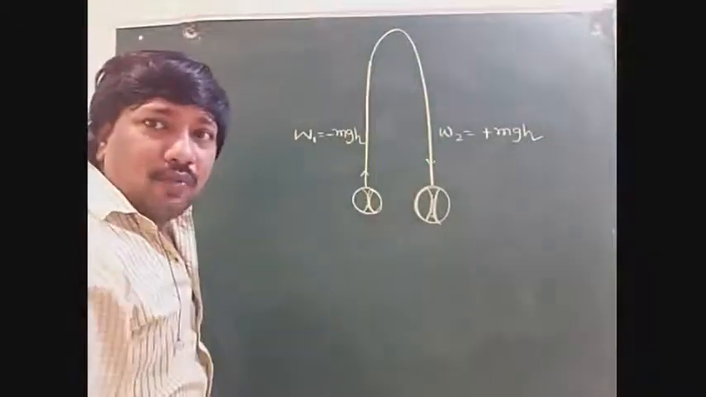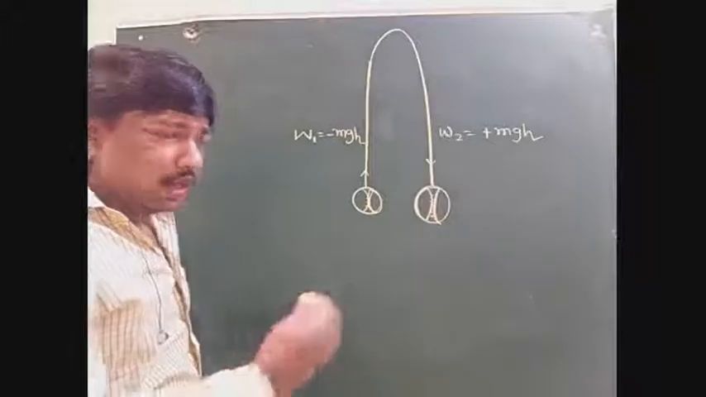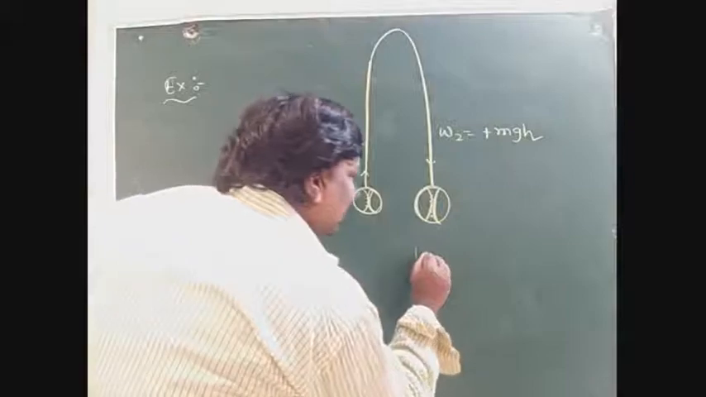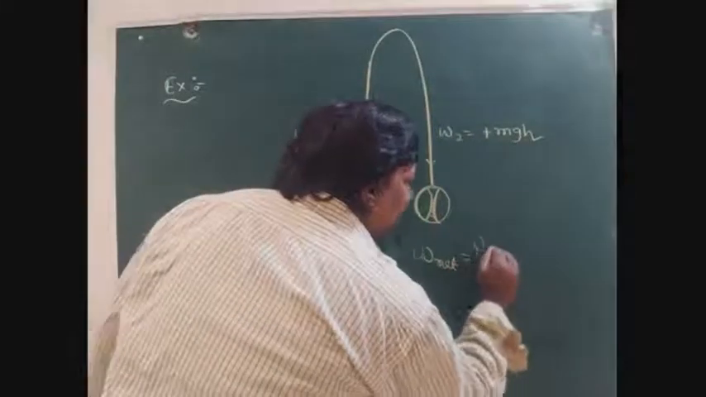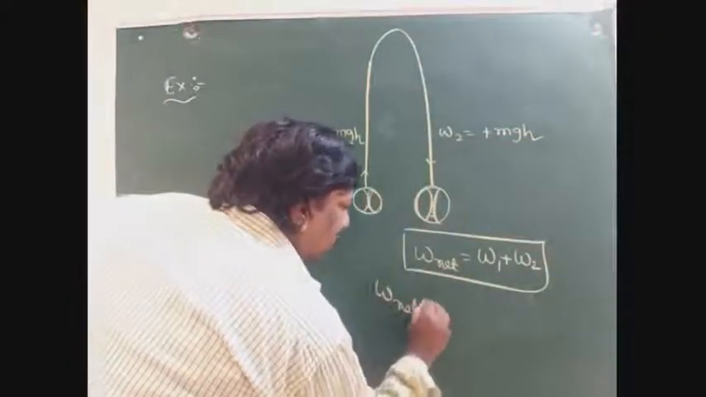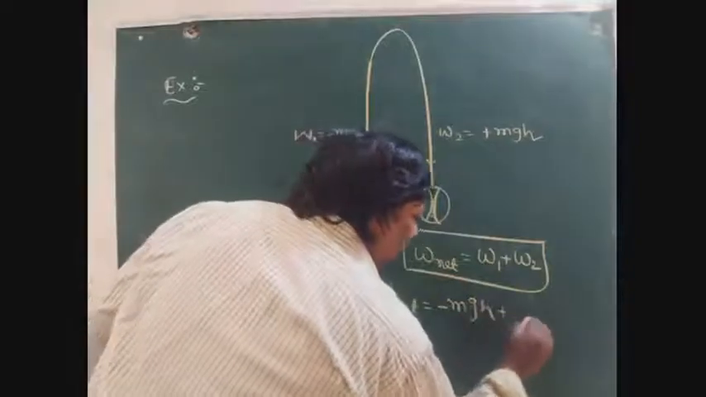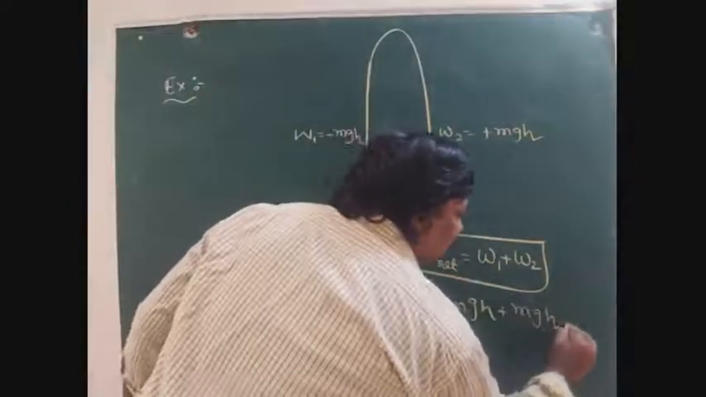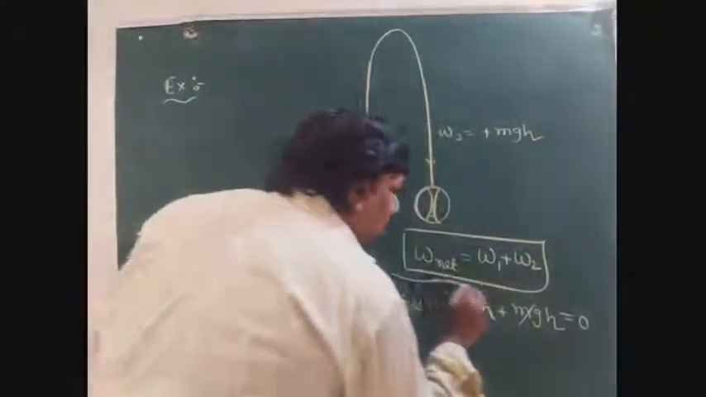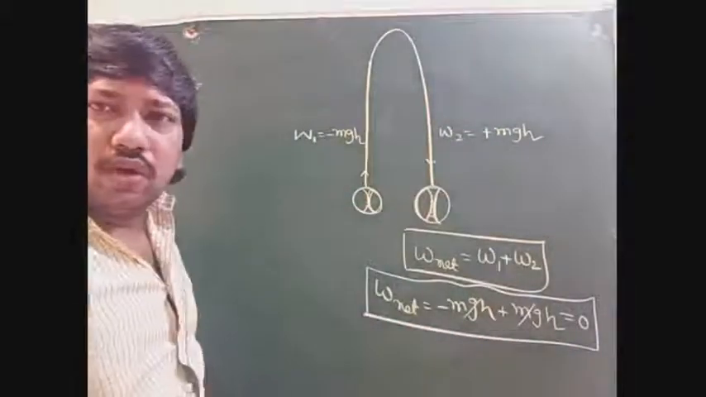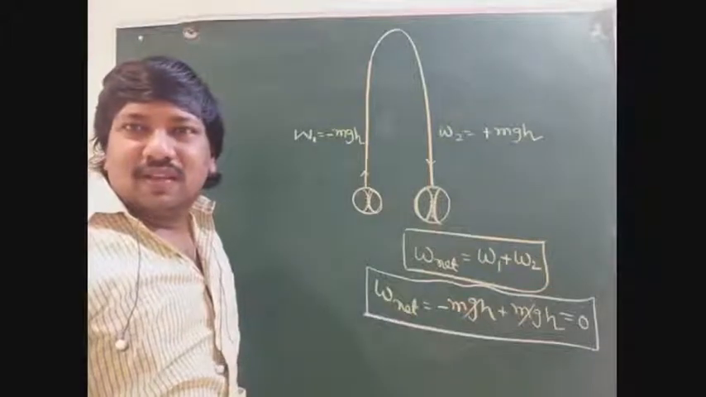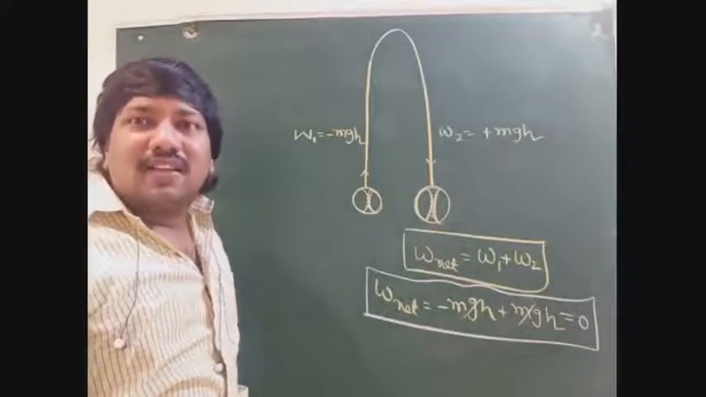Now the total work done of the ball around the closed trip is W net equal to W1 plus W2. We know that W1 equal to minus mgh and W2 equal to plus mgh. So therefore these cancel. So the net work done around the closed path is equal to 0. Therefore gravitational force is a conservative force. Now we discuss non-conservative force.